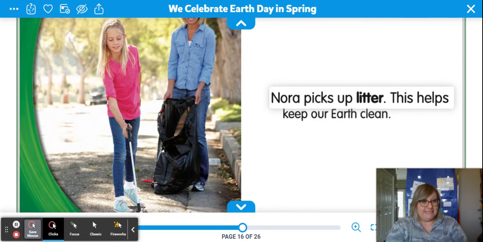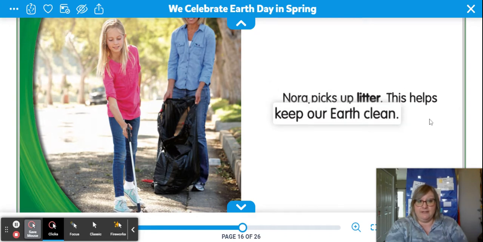I know litter. If I didn't, you flip to the back and go to the glossary. The glossary would tell you that litter is garbage. It's another word for garbage, but it's not in a garbage can or recycling. It's on the floor, which it should not be. This helps keep our earth clean.